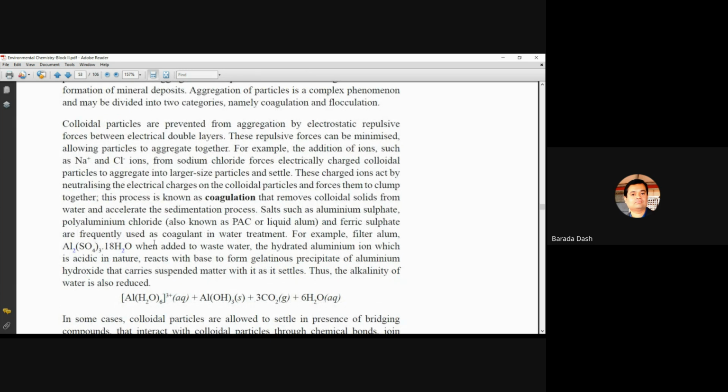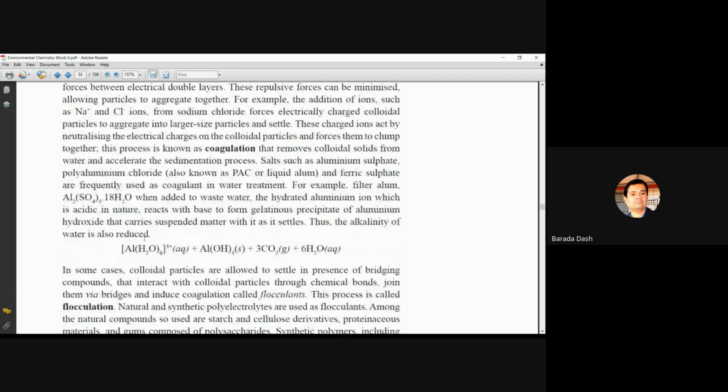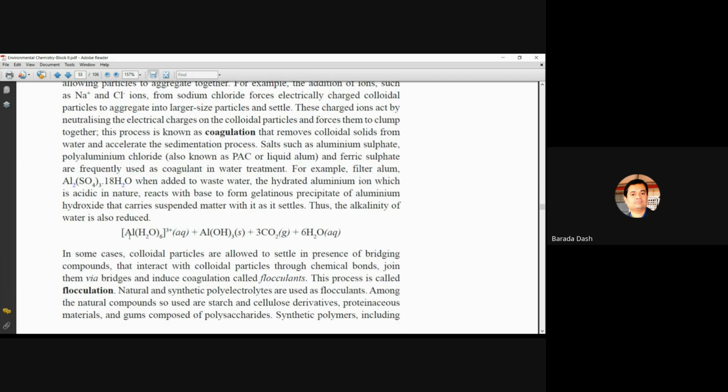Basically, coagulation means when you add a coagulant, colloidal particles tend to coagulate, meaning join together and make bigger particles, and then they gradually settle down. That is called coagulation. There are many coagulants. What are the coagulants? They are added like aluminum sulfate, polyaluminum chloride, and ferric sulfate. They are used as coagulants.